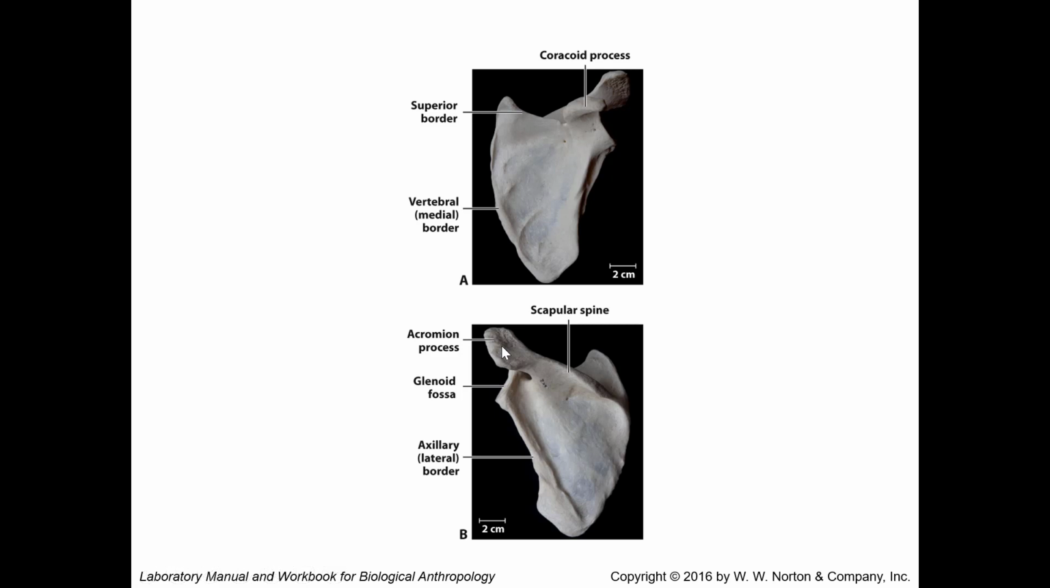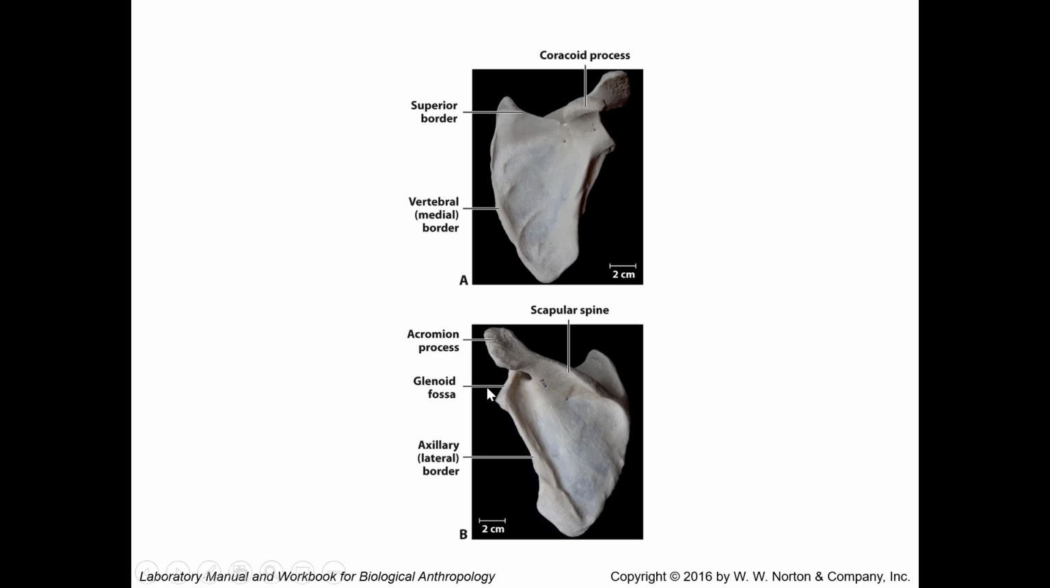Near the acromion process along the superior border, there's another large projection called the coracoid process, right up here. The coracoid process is an area for arm muscle attachment. Where the axillary and the superior borders meet, there is a round depression called the glenoid fossa. You can see it here on this image. The glenoid fossa articulates with the head of the humerus and it forms the highly mobile shoulder joint.